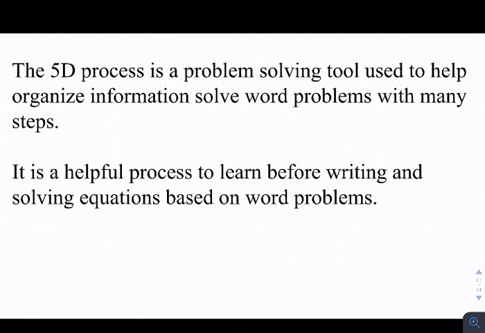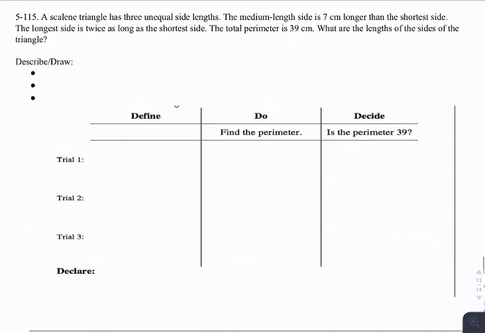But before we get there, we need kind of a system to get us started thinking algebraically when we look at these word problems. So my example is a scalene triangle has 3 unequal side lengths. The medium side length is 7 centimeters longer than the shortest side length. The longest side is twice as long as the shortest side. The total perimeter is 39 centimeters. What are the lengths of the sides of the triangle?